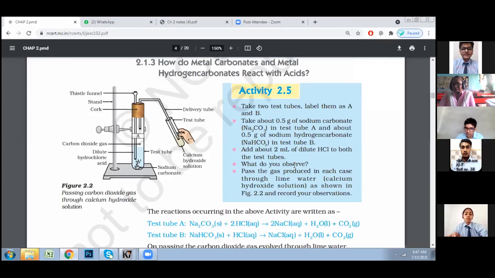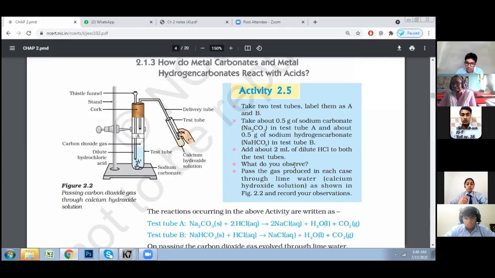So let us summarize this reaction. We have taken two test tubes as told in the activity. In test tube A, we have taken a pinch of sodium carbonate. In test tube B, we have taken sodium hydrogen carbonate, the common name of which is sodium bicarbonate. In both, we have added hydrochloric acid and we get carbon dioxide gas evolved, as we have seen by the brisk effervescence.